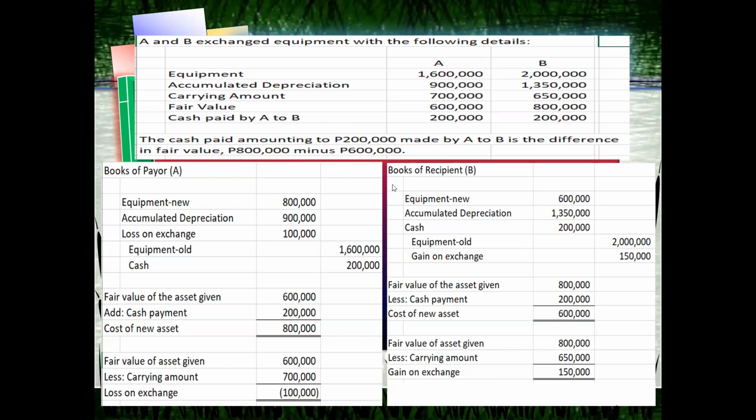So to record that, you just debit equipment new at 600,000. Ito yung cost ng asset. You debit accumulated depreciation, that is to recognize all related accounts sa equipment na old. And then we debit cash for the amount that B received from A. And then credit equipment old at cost, which is 2 million, and credit gain on exchange amounting to 150,000.